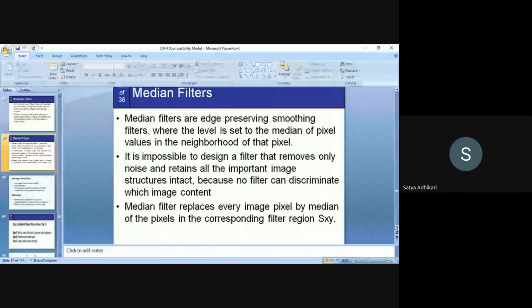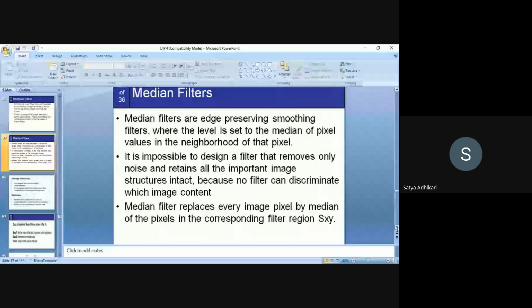It is not possible to design a filter that removes only noise and retains all the important image structure intact, because no filter can discriminate the image content. The median filter replaces every image pixel by the median of the pixels in the corresponding filter region Sxy. Sxy is a region, the position of that region. We replace every pixel value by taking the median value of its neighborhood pixels.